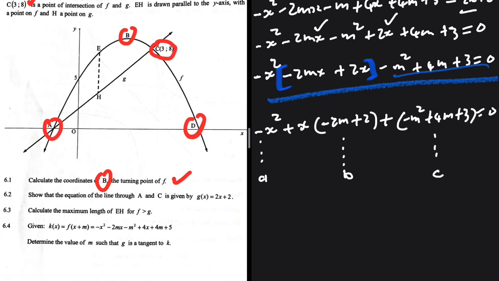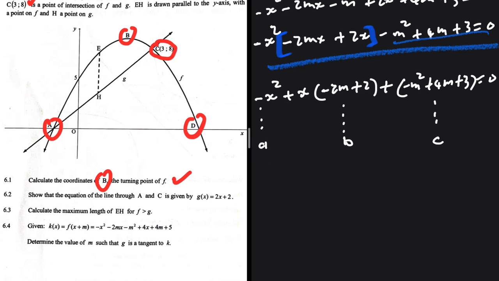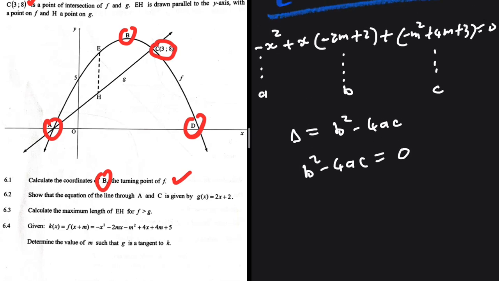All right, so we need to find the discriminant of that, that delta, which is equal to b squared minus 4ac. Why do we need this delta? Because when this delta is equal to 0, g of x and k of x only touch once. That is very important to realize: when that is equal to 0, they only touch once.